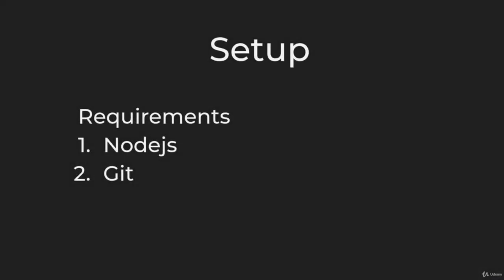Welcome back. In this lecture, we will cover how to set up the development environment for learning Gatsby. To start using Gatsby and to build Gatsby projects, we need to first set up the development environment. For setting up the development environment, there are two requirements that should be fulfilled. First, we need to install Node.js on our machine. I will add the link on how to install Node.js in your environment in the description. Also, we need to add Git, the version control system.